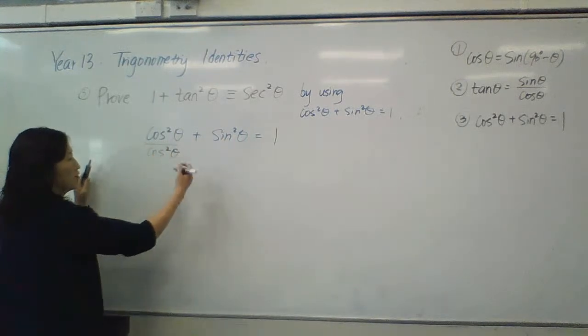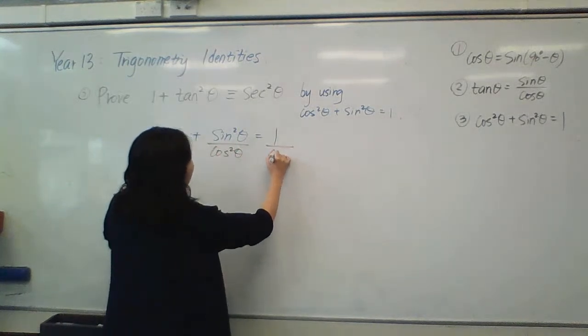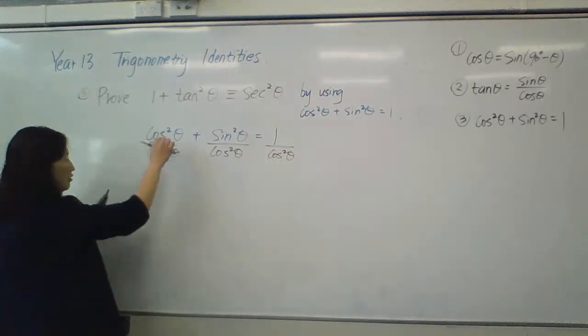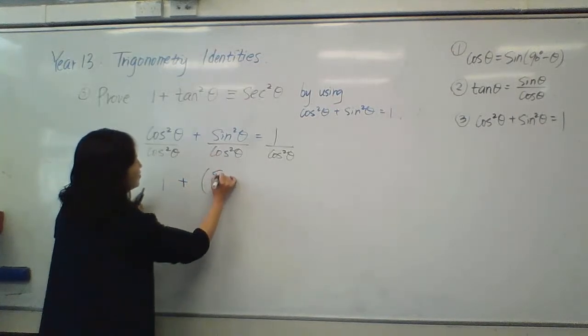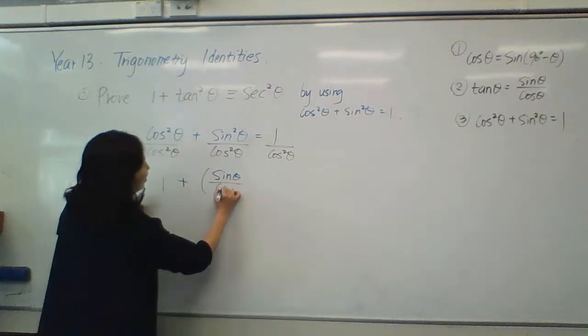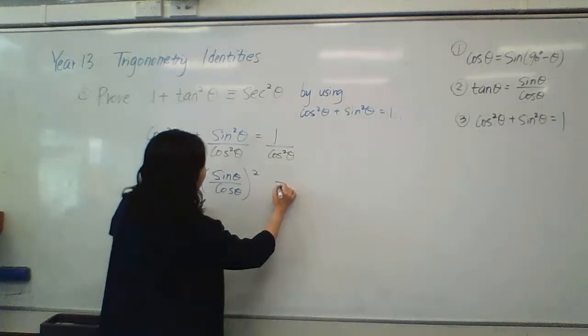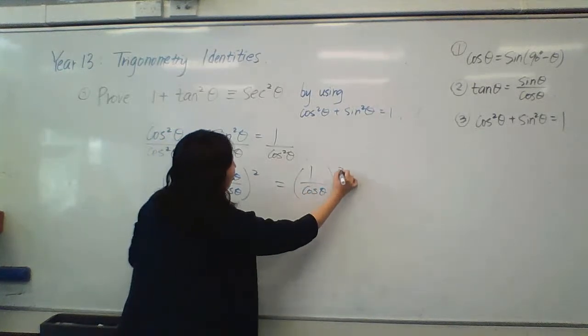So cosine squared divided by cosine squared. And I also divide by cosine squared here. And I also divide by cosine squared here. So now let's have a look. This is 1 plus, this is actually the same as sine theta over cosine theta, the whole thing squared. And the right-hand side is the same as 1 over cosine theta, the whole thing squared.